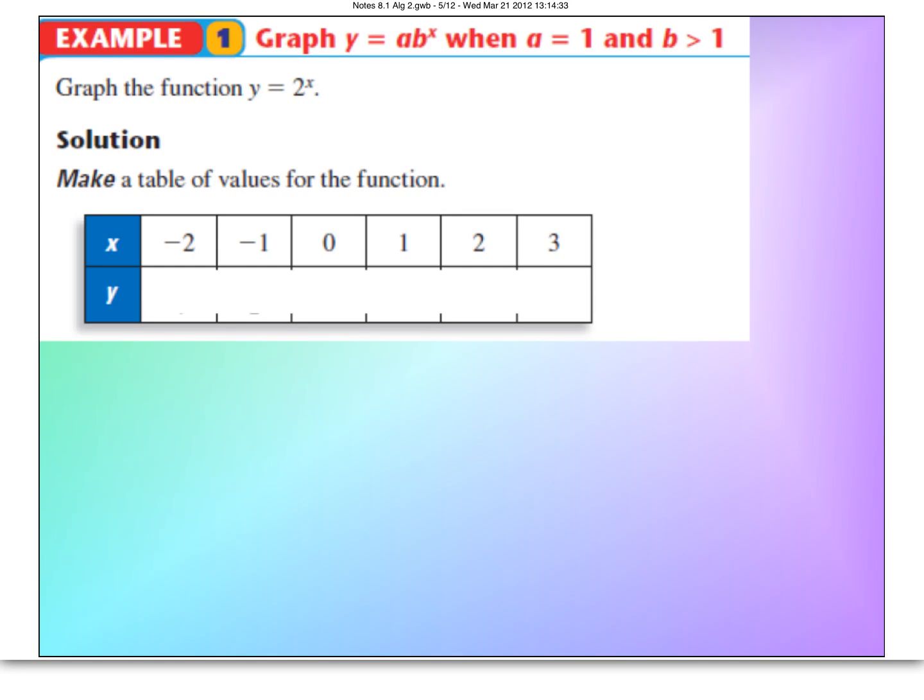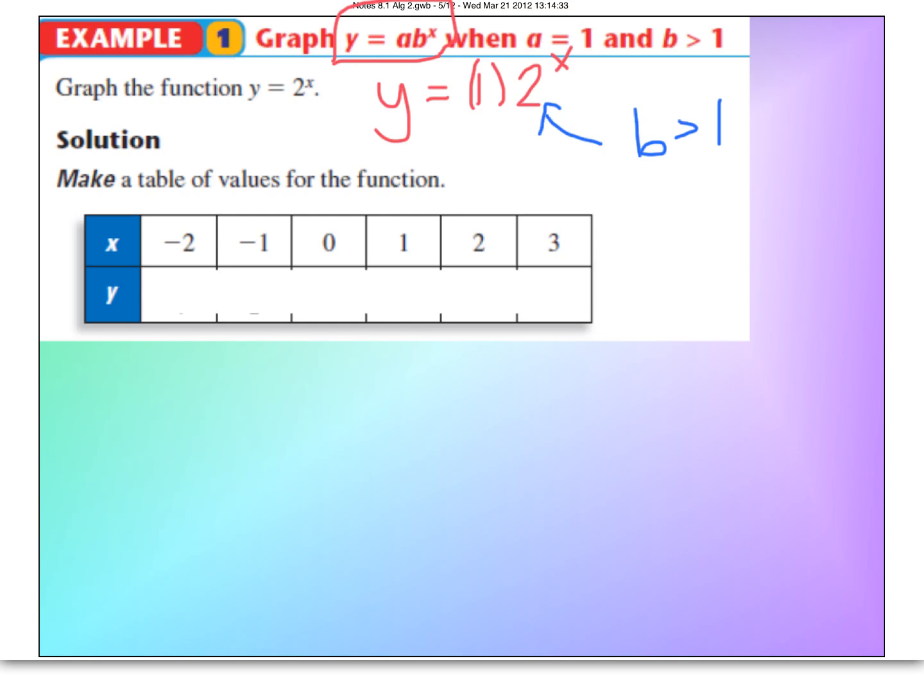So if we take this given example here, which is y equals 2 to the x power, and if we rewrite it so it looks like this format, it would be y equals, the a is just the number 1, the b is the 2 to the x power. So we can tell it's growth because the number that has the exponent is the 2. This is greater than 1, therefore it's a growth function.